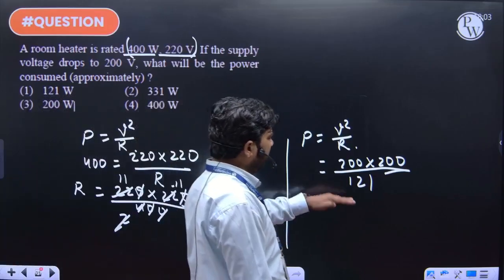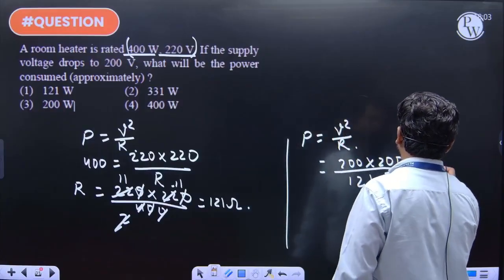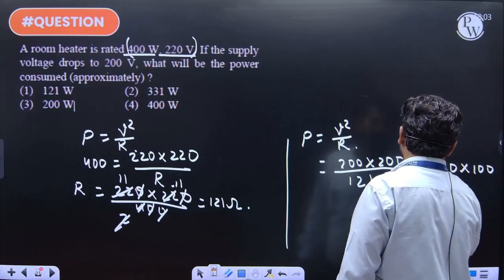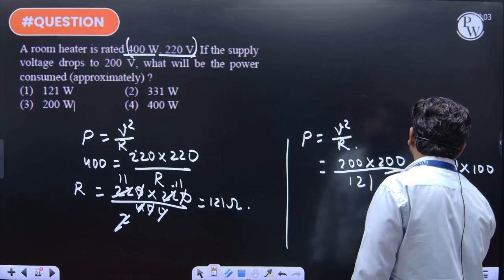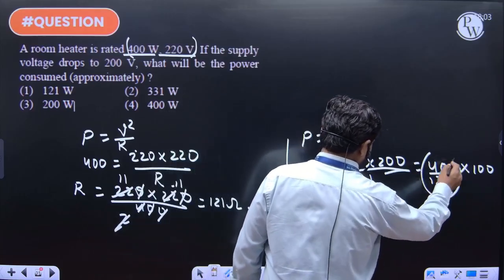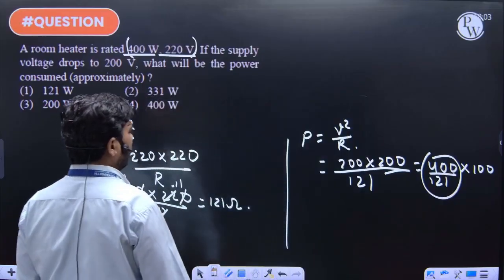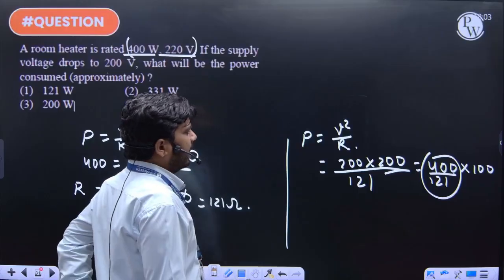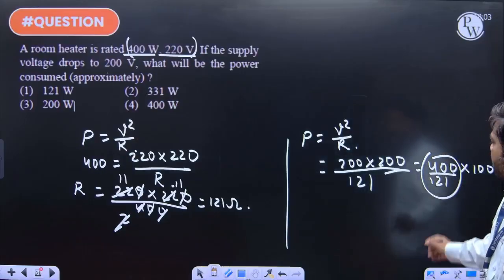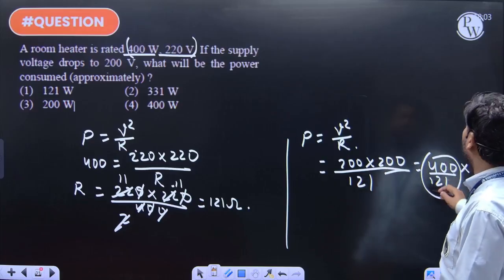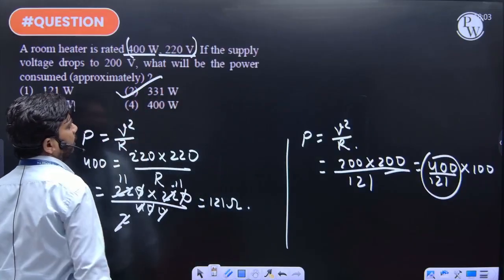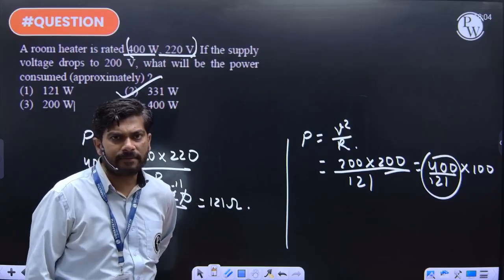So 400 into 100 divided by 121. Definitely this overall value will be less than 4 and more than 2. How should you proceed? You should not divide this value, you don't have time to divide. Which one is less than 4 and more than 2? 331 watt. Right? Next.